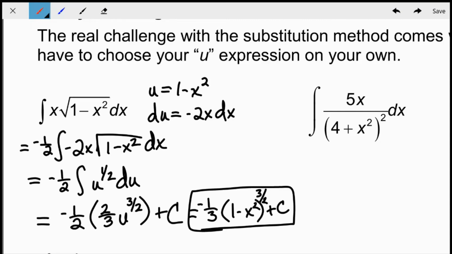I could technically write minus 1/2 c as my solution, but it's just not necessary. We typically just have the arbitrary constant absorb whatever is being multiplied or divided or added or subtracted.